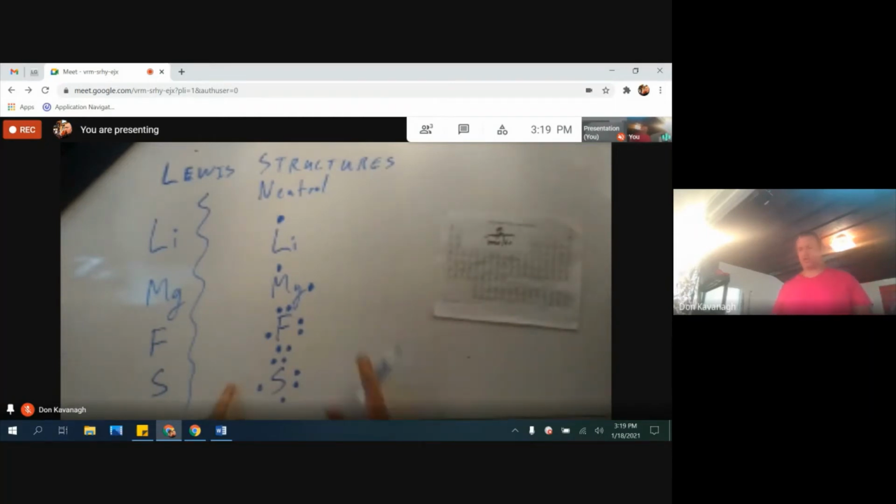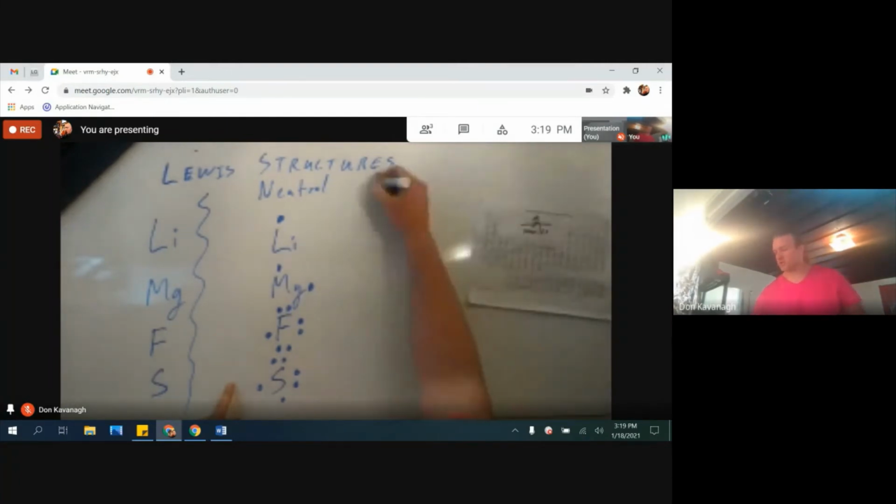So that is drawing a neutral Lewis dot structure. And Lewis dot structures highlight the valence electrons. Now let's write the charged species.